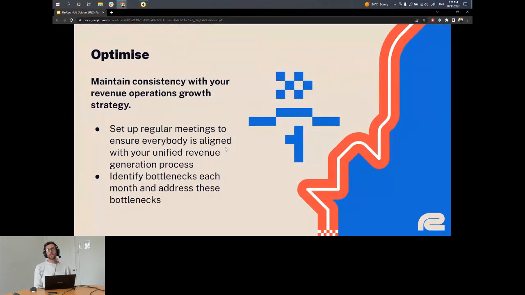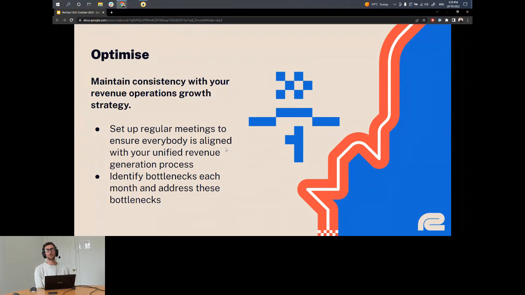So once you've built everything, unfortunately, the work is not done. You need to constantly optimize your customer journey and your processes and ensure everything is consistent with your growth strategy. So that means two simple ways to do this is to set up regular meetings with your departments to make sure that firstly, the big picture is clear to all and everyone's aligned with it, and also to get any feedback and ideas from them.